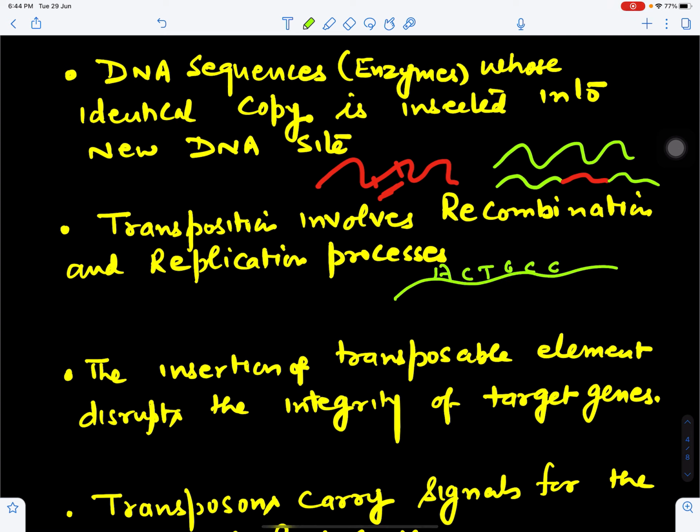Now transposons carry signals for the initiation of RNA synthesis. This gene of the transposon can form RNA, it can form protein, as it is carrying the signal. Sometimes, supposing this part of the DNA was not active, it was dormant. When this red gene comes in and gets integrated over here, it may activate these dormant genes. So this carries the signal for the initiation of RNA synthesis.